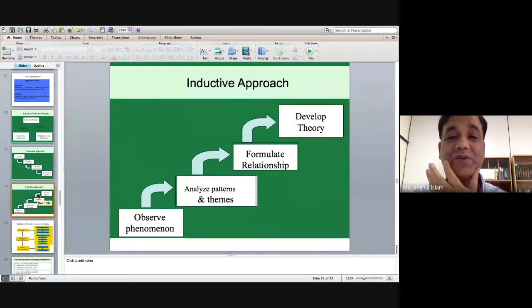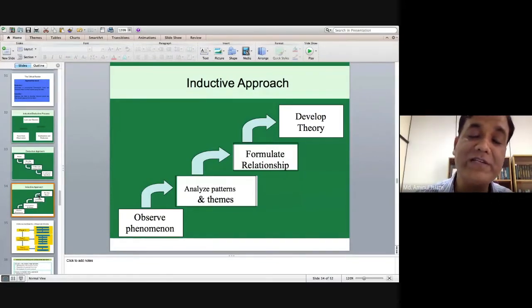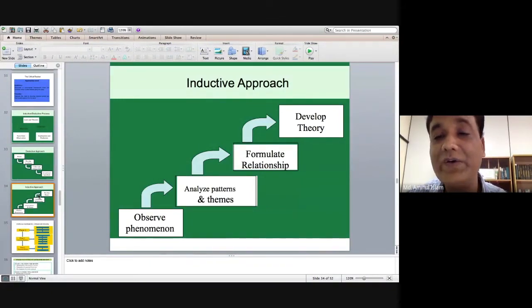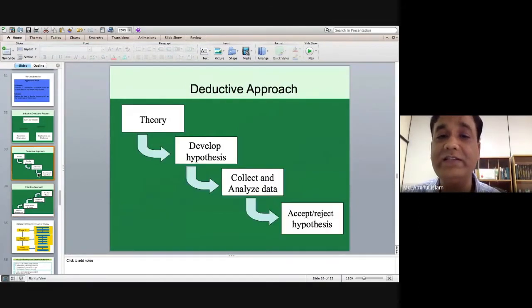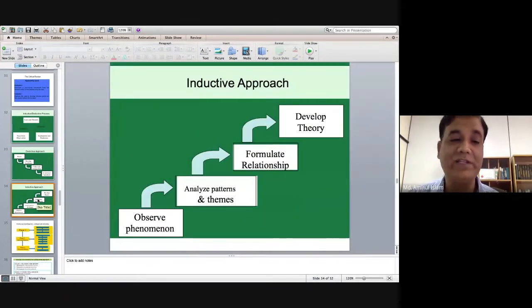This is the inductive approach, totally different. We observe phenomena, we analyze patterns and themes, we formulate relationships, and then we develop a theory. So this is basically qualitative research. That's what you do. In all qualitative research, we start with observing phenomena, and then we analyze the patterns by conducting interviews, focus groups, and all that. Then we formulate relationships. From there, we continue to develop theory. So this is a totally contrasting thing, right? This is deductive. We start from a theory, but inductive, we end up with the theory, okay?